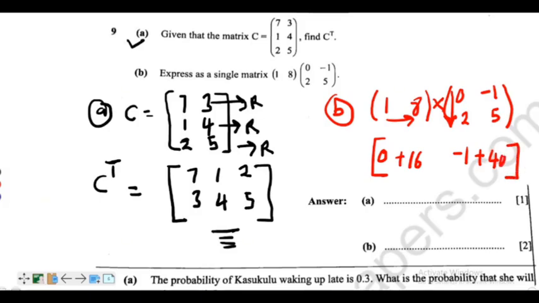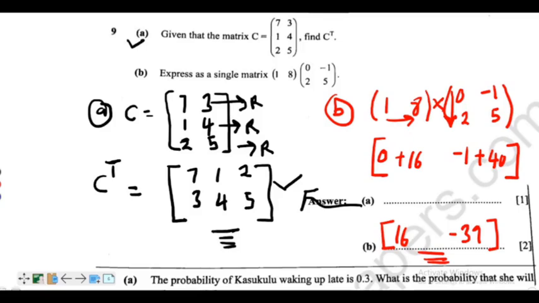So what will be my final answer? My final answer, I'll write it here. 0 plus 16 is 16. -1 plus 40 gives us -39. So you can see you are getting again a row matrix, which is a 1 by 2. Okay, so this is our answer. And remember, this is the answer for this A, which is right here. Okay, so we are done answering question 9.